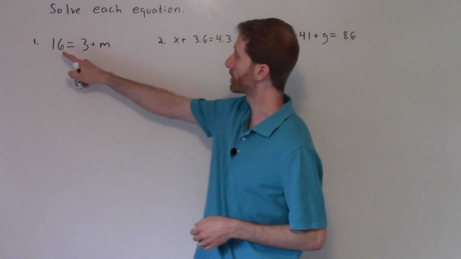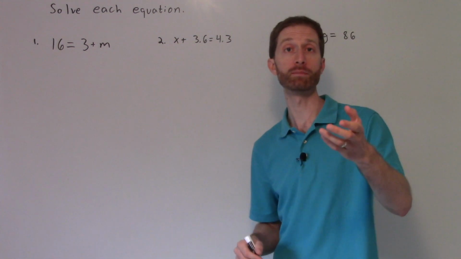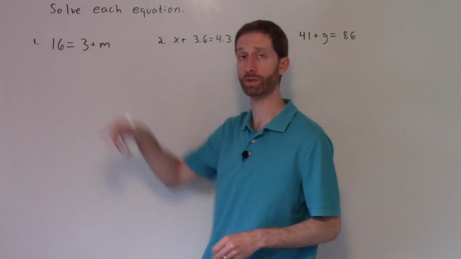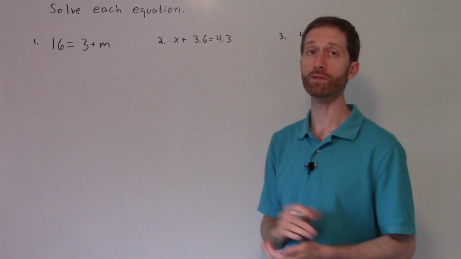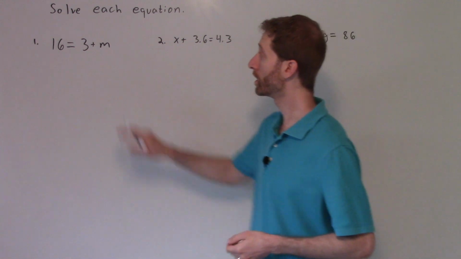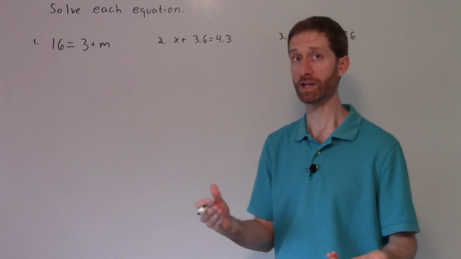This first equation says 16 equals 3 plus m. I recognize that oftentimes people are used to having their variable on the left-hand side of the equation along with the operation. No sweat if the variable is on the right-hand side. We can do a couple things to alleviate this. One, you can just solve it as is, and that's what I'm going to do, and then I'll show you another way that we could have done it.